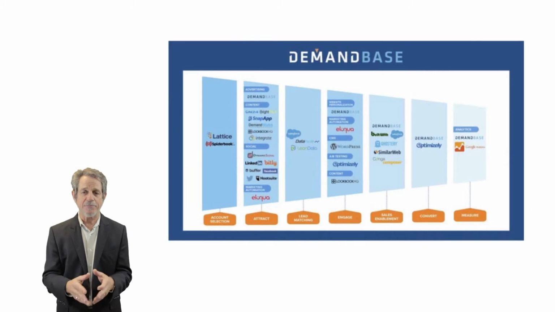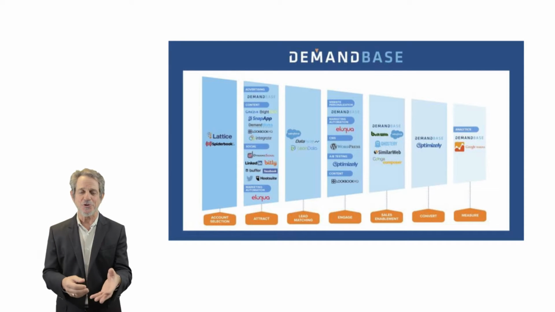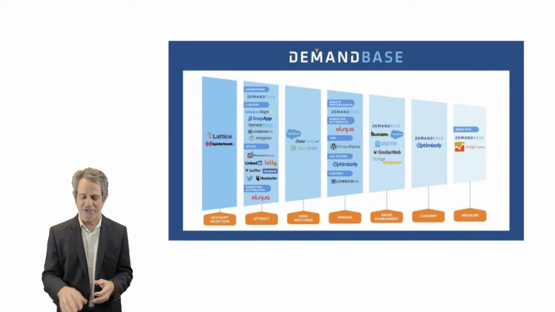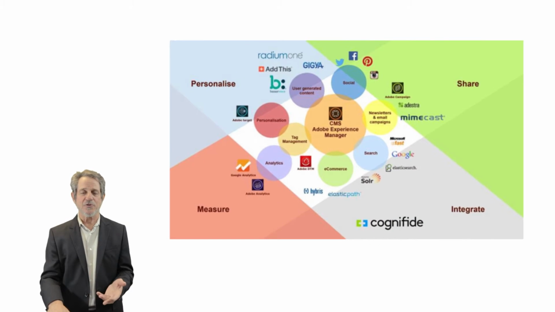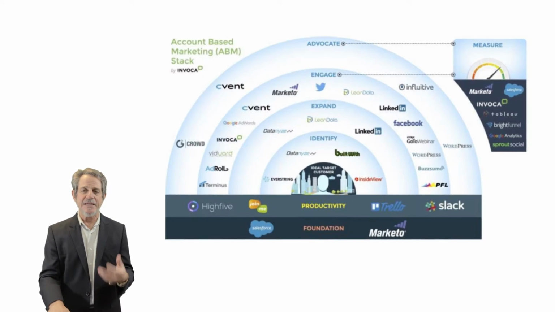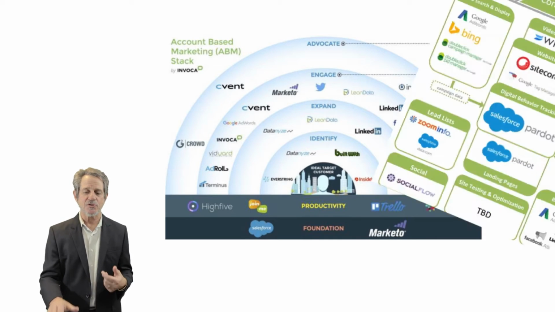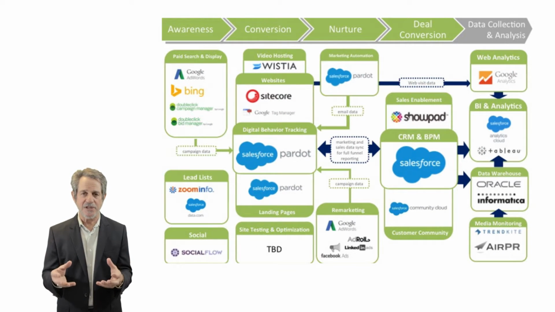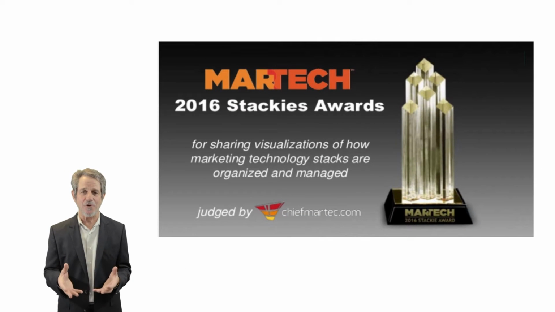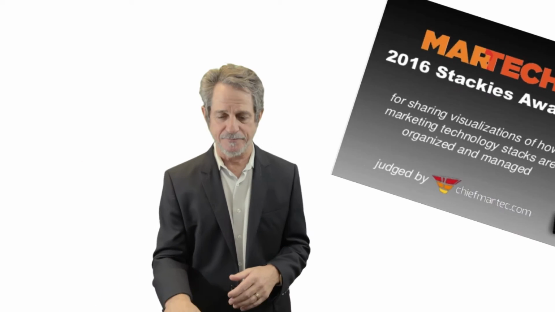It's gotten so bad that people are taken to putting together a diagram to show what their stack looks like. A visual diagram of their marketing stack. Again, to show you how complex their marketing stack really is. Here's a sample from Demandbase. Here's another example from Cognified. Each of these different representations shows you the complexity of a marketing stack. It's gotten so bad, there's now a Stacky Award given to the company that can best represent their marketing stack.